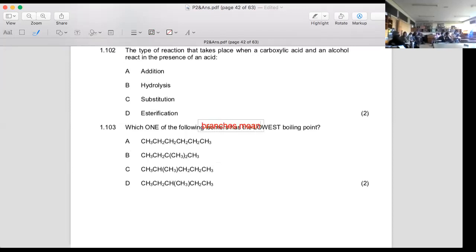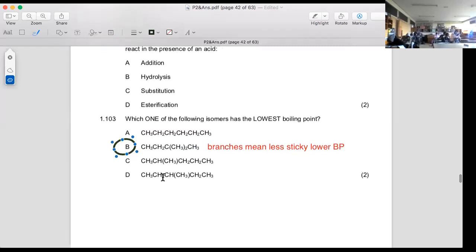Branches mean less sticky and a lower boiling point. So you're looking for the more the branches, the easier it boils. That means the lower the boiling point. So the answer is B. That's got 1 branch, 1 branch. So 2 branches beats 1 branch. No branches, that would have the highest boiling point.